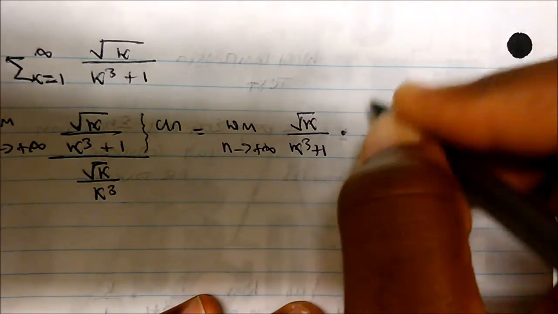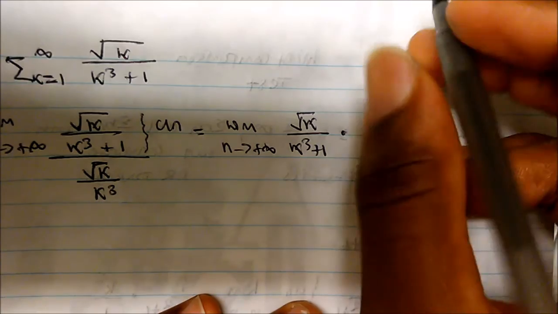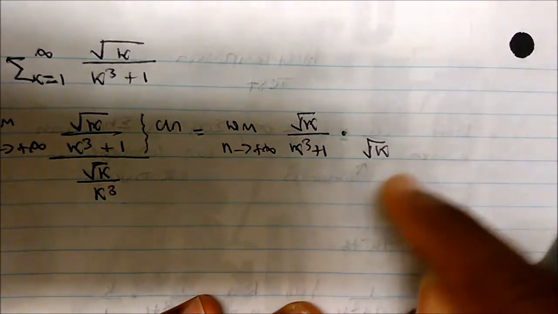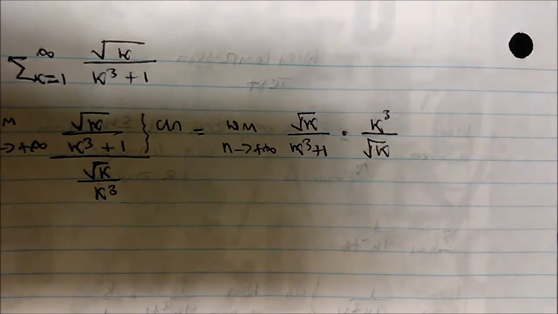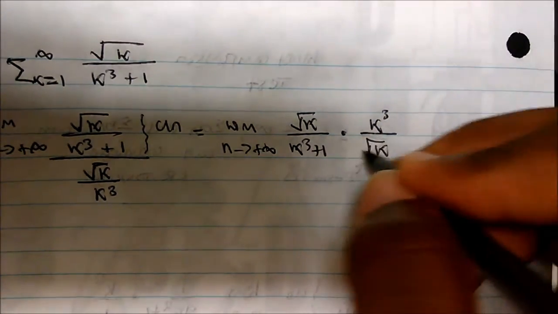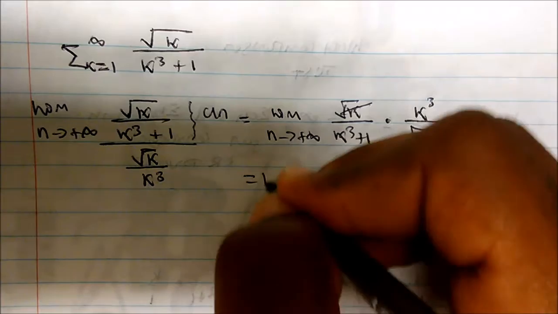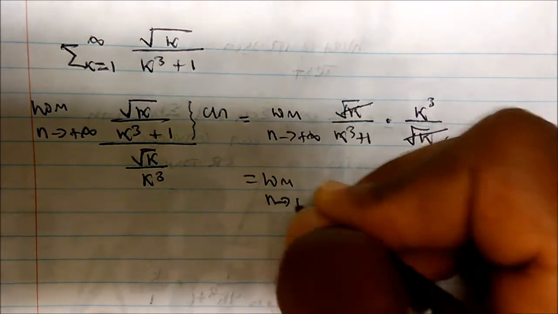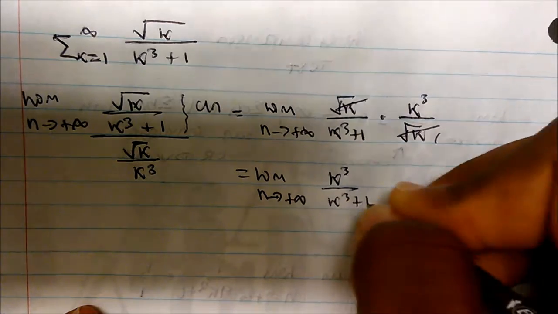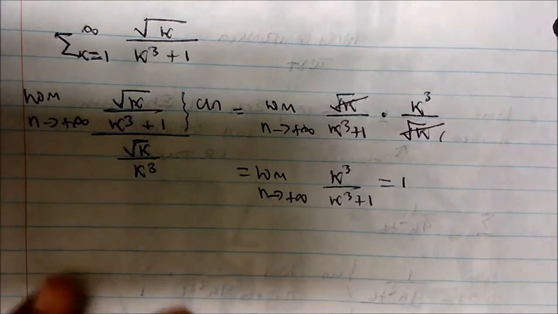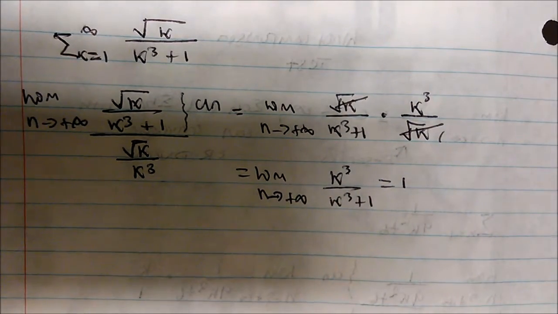I'm going to multiply that by the square root of k on the bottom. Okay, you get a flip, and this becomes k cubed. And so you can definitely see that these will cancel out. And so my limit as n approaches positive infinity will now become k cubed over k cubed plus 1. And we know this limit is equal to 1, but do we care about that? No, what we care about is there's a p-series that we could use.